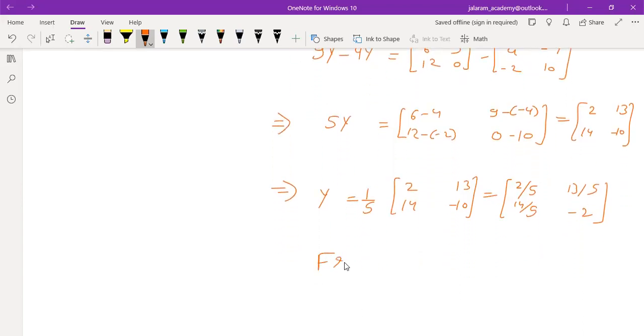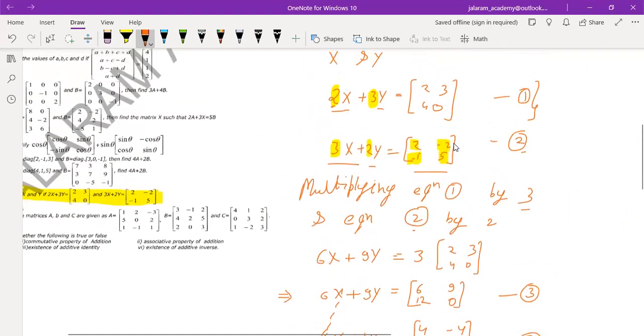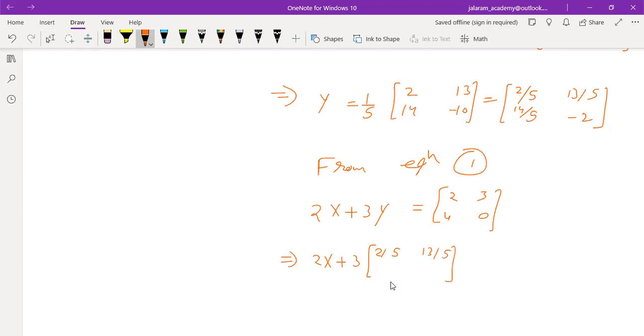Now we can find the value of x from any one of the equations. If we use equation number 1, which is 2x plus 3y equals to the matrix 2, 3, 4, 0. It implies 2x plus 3 into y. Y is 2 by 5, 13 by 5 first row, 14 by 5, minus 2 second row, equals to 2, 3, 4, 0.